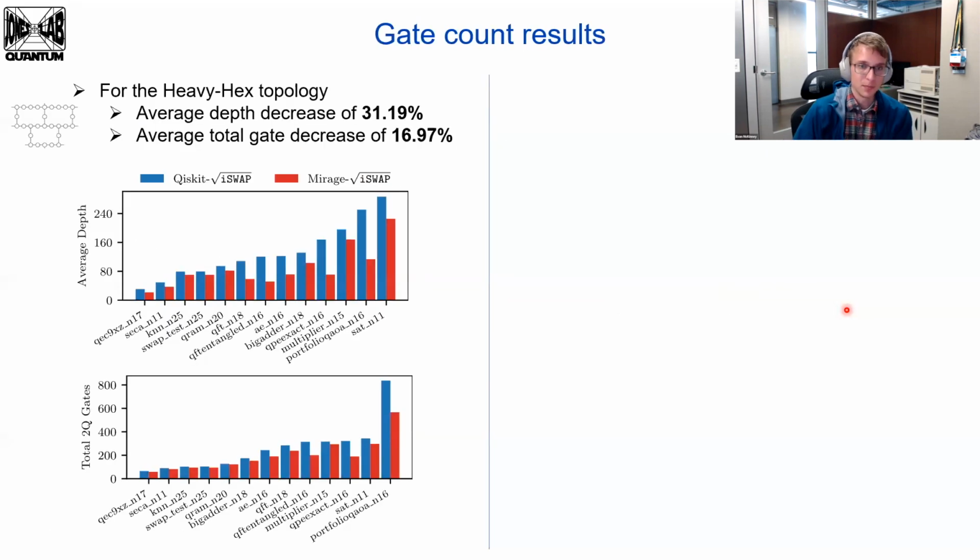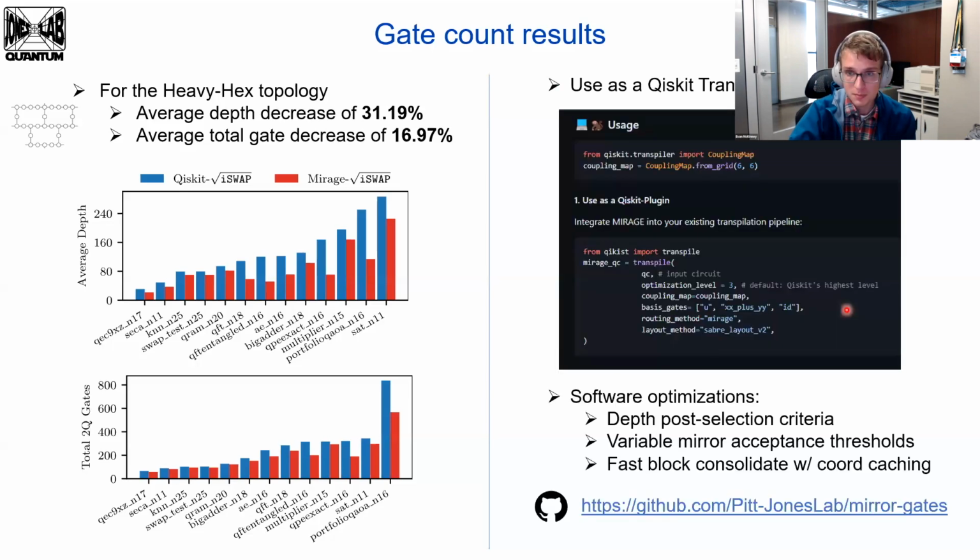So here I show some of the results we computed where I ran Mirage, the name of this new algorithm, in contrast to Sabre, over a set of circuit benchmarks. And we can find that it does quite well on the heavy hex topology. The heavy hex, as I've talked about earlier, needs a lot of swap gates. And so adding the consideration of mirrors purely at a software level will significantly reduce the depth and total gate count of the circuit. And so this was a great and exciting result to see.